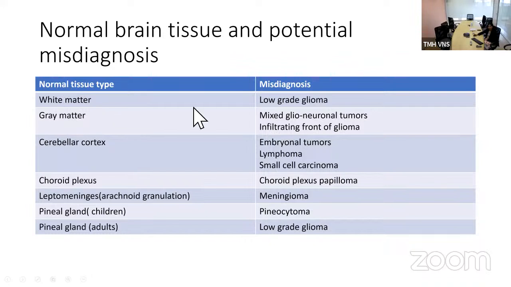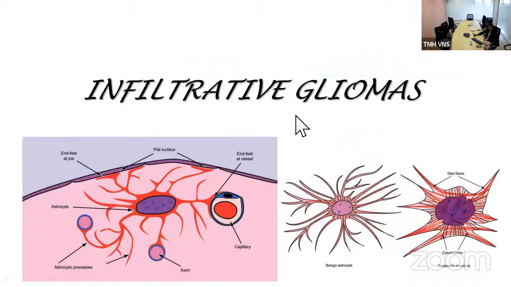White matter can mimic a low-grade glioma. Gray matter, as we can find neurons in gray matter, one can confuse with mixed glioneuronal tumors. Cerebellar cortex, as I have said, if the internal granular layer is smeared, one can confuse it with embryonal tumors or lymphomas. Normal choroid plexus, one can confuse with choroid plexus papilloma. If one smears the arachnoid granulations, then one can confuse with meningioma. Pineal gland in children can be confused with pineocytoma, and pineal gland in adults, low-grade glioma. So with this background, I'm coming to the brain tumors.